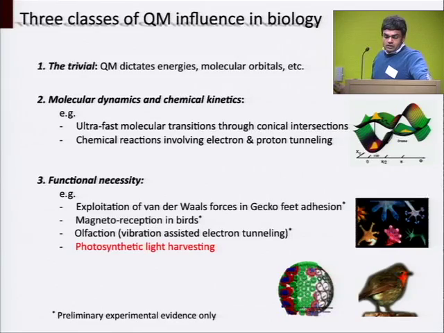And I've listed some examples, or some potential examples, from this class. The way geckos hold on to things is maybe through van der Waals forces, magnetoreception in birds, olfaction, and finally photosynthetic light harvesting, which is what I'm going to focus on. I should say that the last one is really the only one where we have convincing experimental evidence for quantum effects. You could still debate over whether it belongs in class 3 or class 2. I think I'll talk more about the role of quantum mechanics in light harvesting, but I tend to put it in class 3.